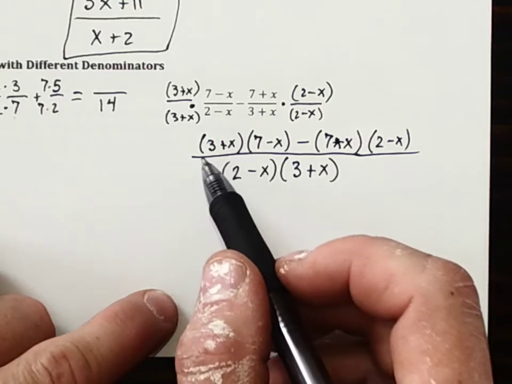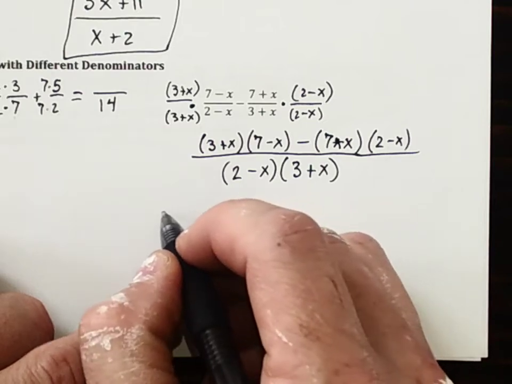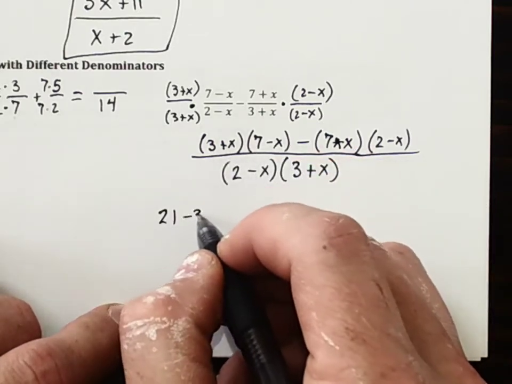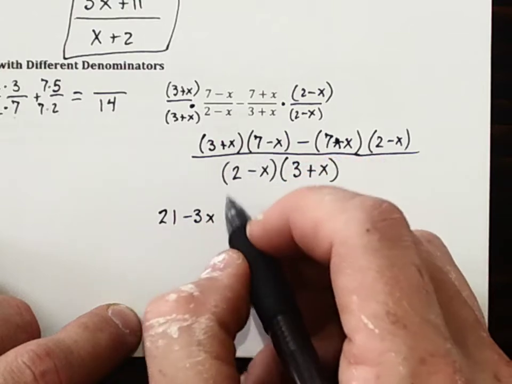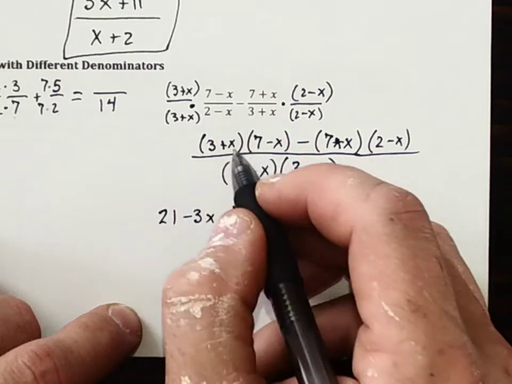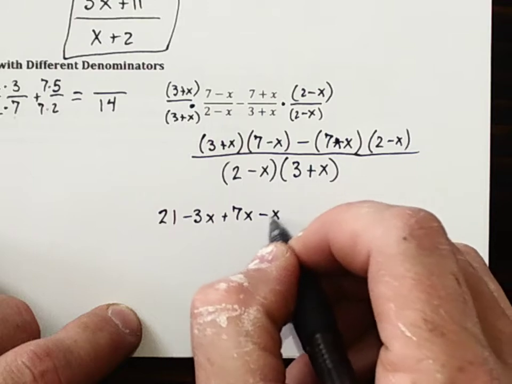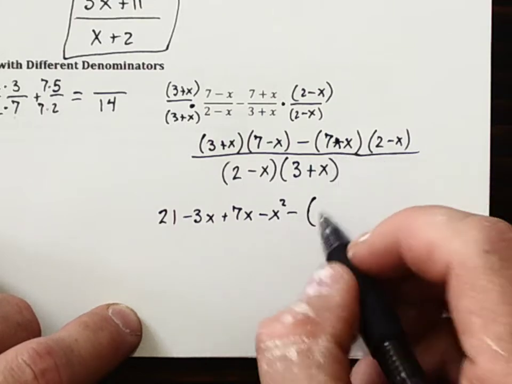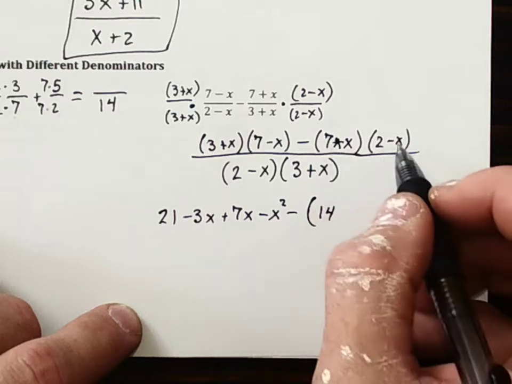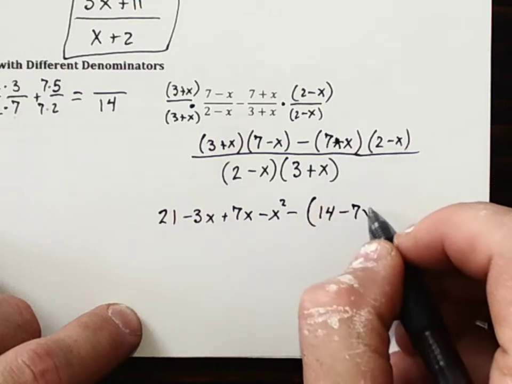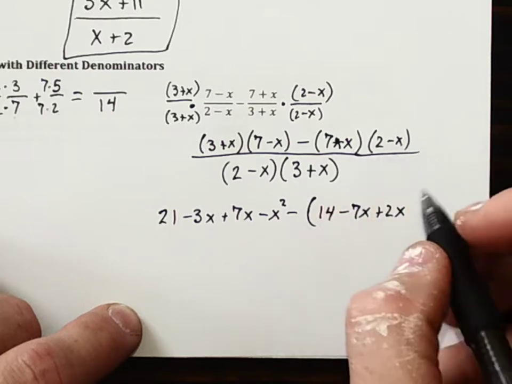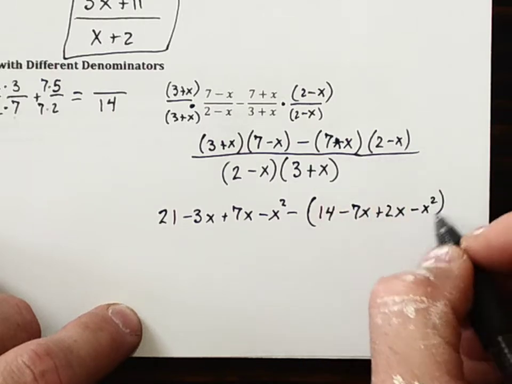So 3 times 7 is 21. 3 times negative x is negative 3x. x times 7 is 7x. And x times negative x is negative x squared. And then I am subtracting all of 7 times 2 is 14. 7 times negative x is negative 7x. x times 2 is 2x. And x times negative x is negative x squared.